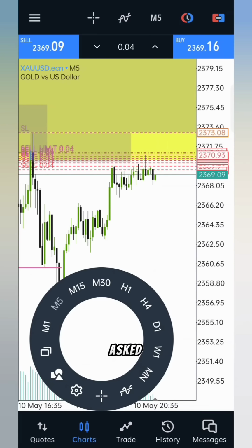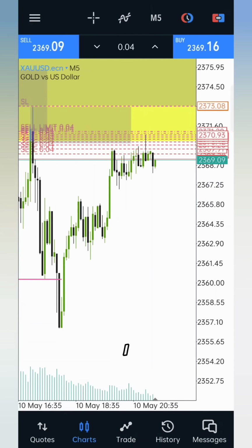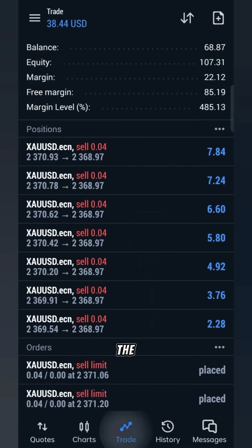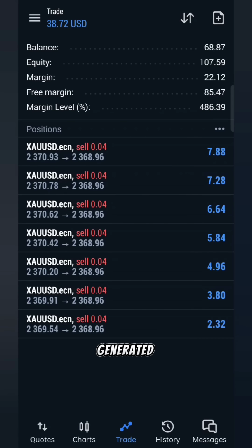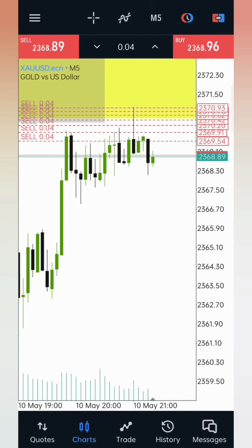So many people have asked me how I select an order block zone. I choose the order blocks when the price breaks the structure's most recent lower low. So, order blocks or supply zones are generated when the price breaks the structure.